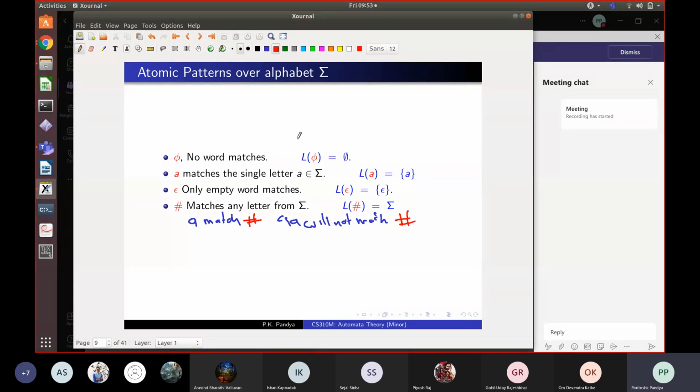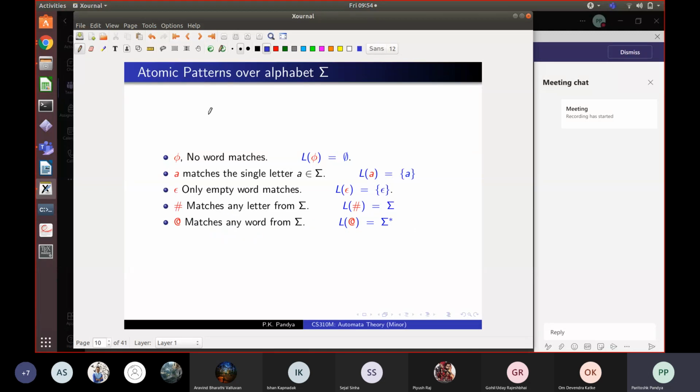So any letter, A will match, also B will match hash, etc., right? So hash denotes any single letter. Okay, that's the notation we will use. So the language of hash is just the set sigma. Remember, sigma contains all strings made out of alphabet sigma, where the length of the string is exactly one letter.